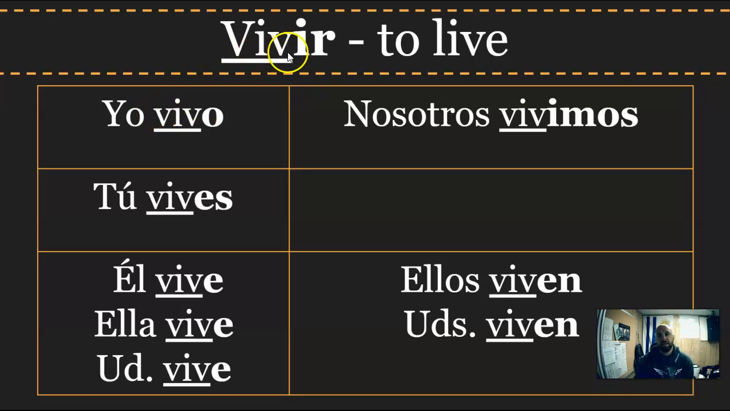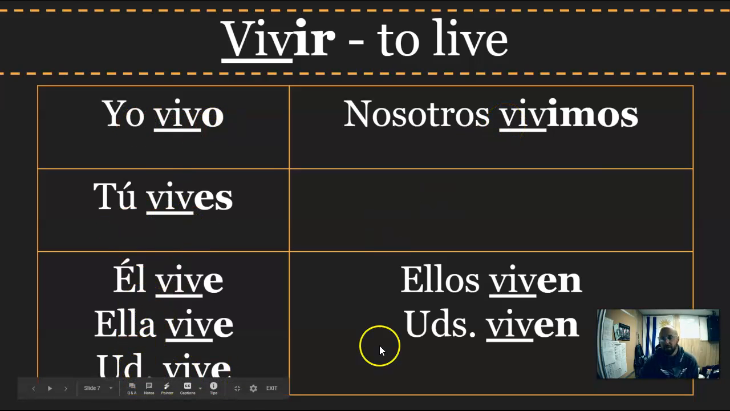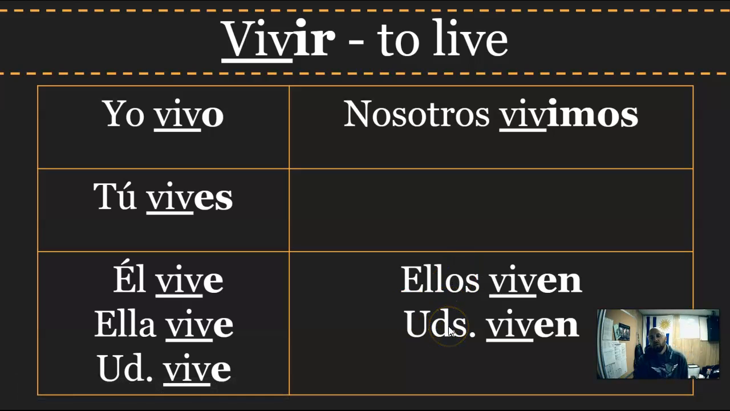And then, so IR is our ending, right? In our root, yo vivo, tú vives, él vive, ella vive, usted vive, nosotros vivimos, ellos viven, ustedes viven. O, S, E, imos, en.